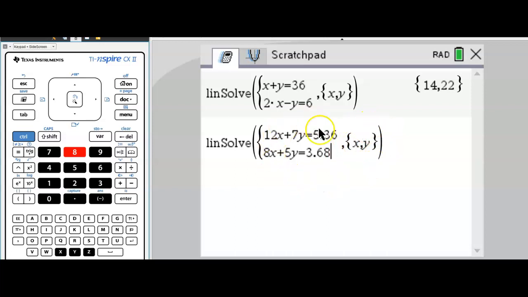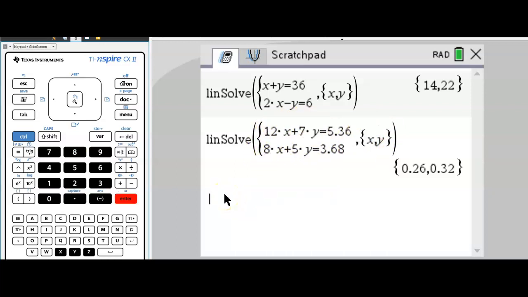Those x and y match what's in my equations, and I'm going to press enter, and you'll see that it's telling me, and it tells you in the same order you see here. So here it says x, y. That means this is your x, this is your y. So this should be oranges are 26 cents, and apples are 32 cents.